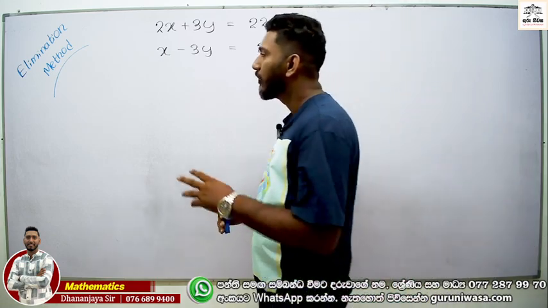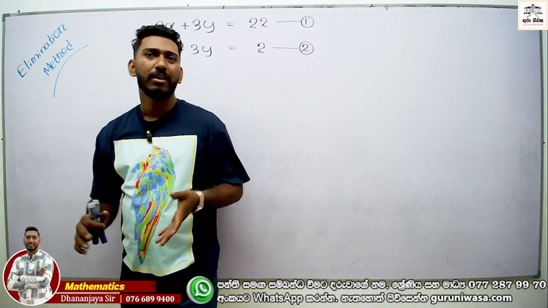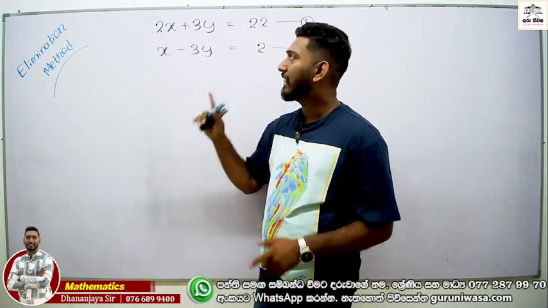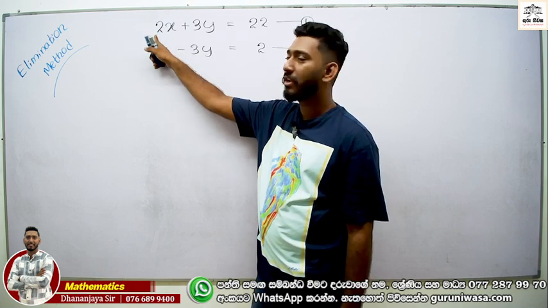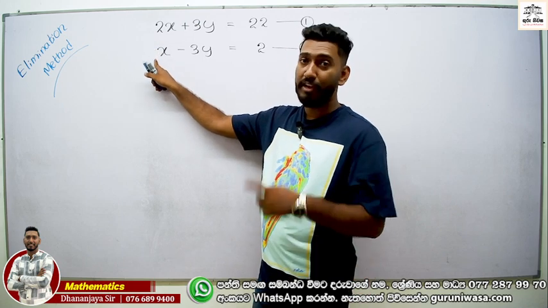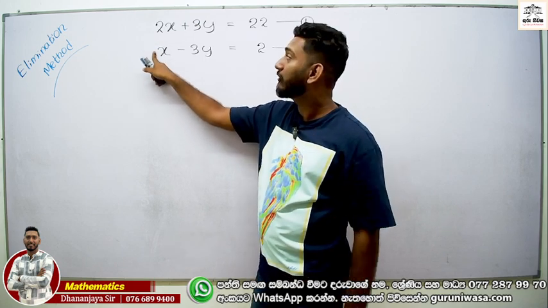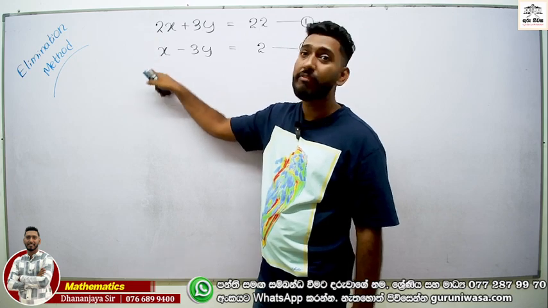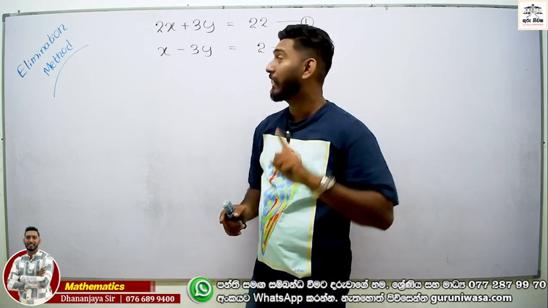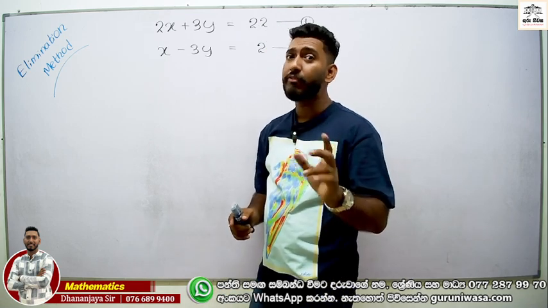Now tell me, the coefficients of x are different. Why? The coefficient of x in equation number 1 is 2, but the coefficient of x in equation number 2 is 1. Make it 1x, because they are different. Now we are looking for the coefficients of the y.